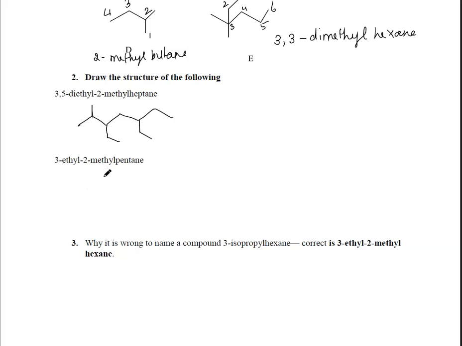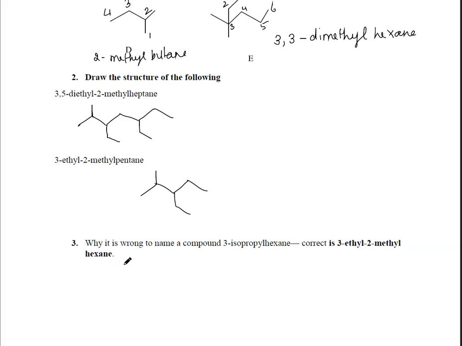Next question, 3-ethyl 2-methyl pentane. So it's a pentane. You go ahead and draw a 5 carbon atom chain, 1, 2, 3, 4, 5. At the third position, you have an ethyl, and at the second position, you have a methyl. So this will be the structure of the given compound.